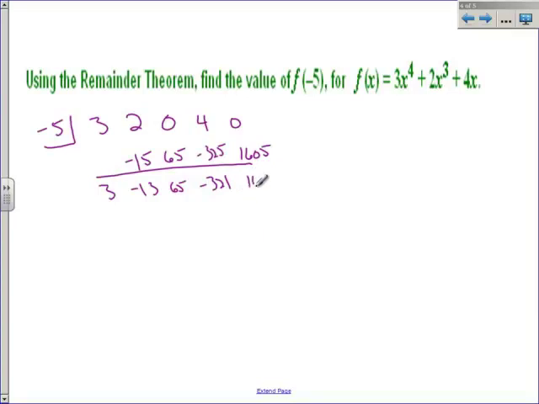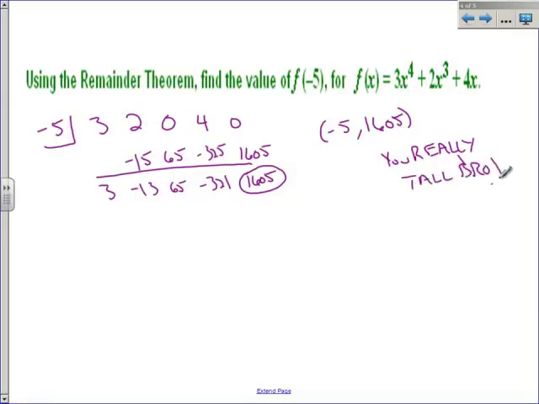And we add it up, and we get that the remainder is 1605. So that means that that's the y-coordinate. So f of negative 5 is 1605. That's way up there. All right, so that's what the remainder theorem says. It's an easier way for finding the y-coordinate.